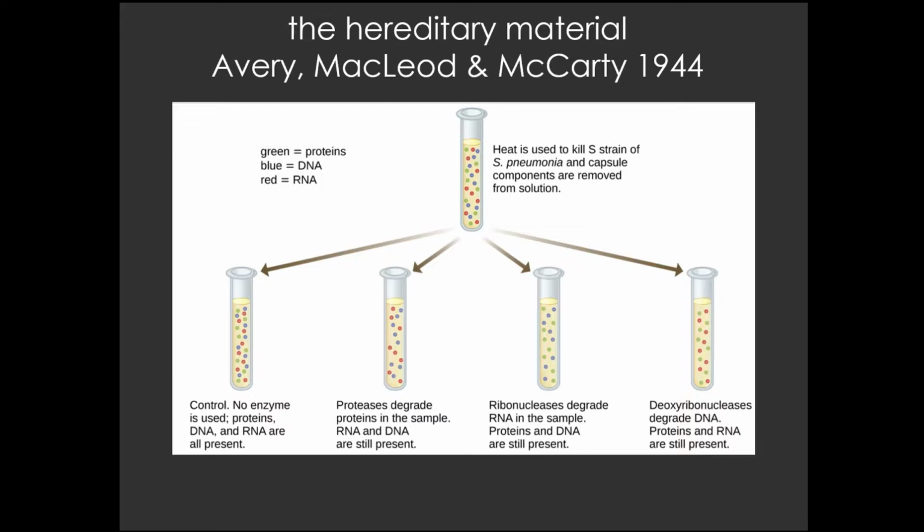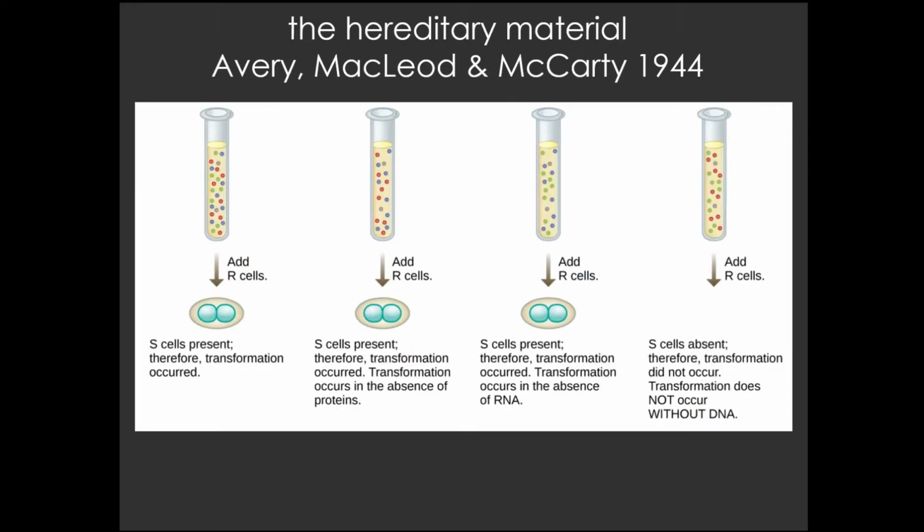In the second experimental tube, we want to see if RNA is the transforming principle. If they are, no transformation will happen in that tube. In the third tube, we want to see if DNA is the transforming principle. And if it is, then there will be no transformation in that tube. And lo and behold, our control is satisfied.